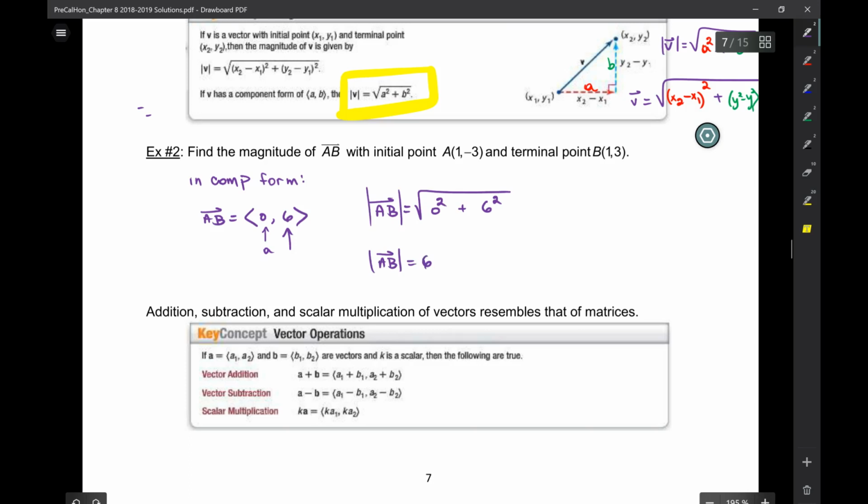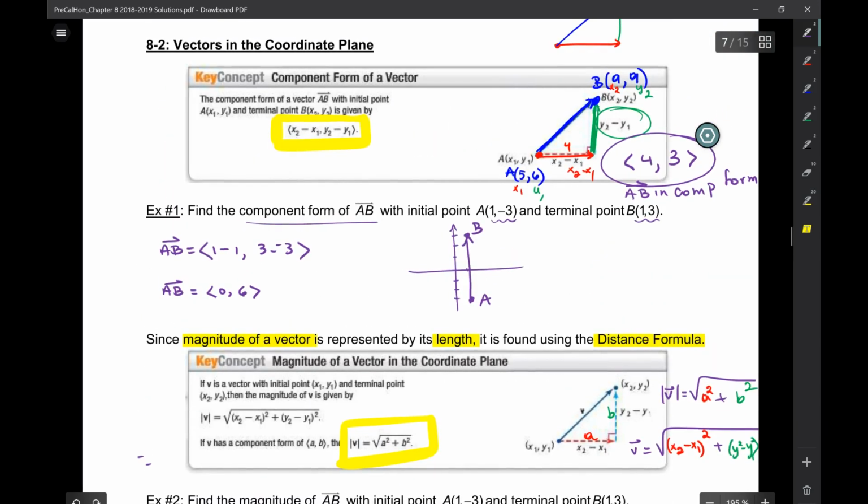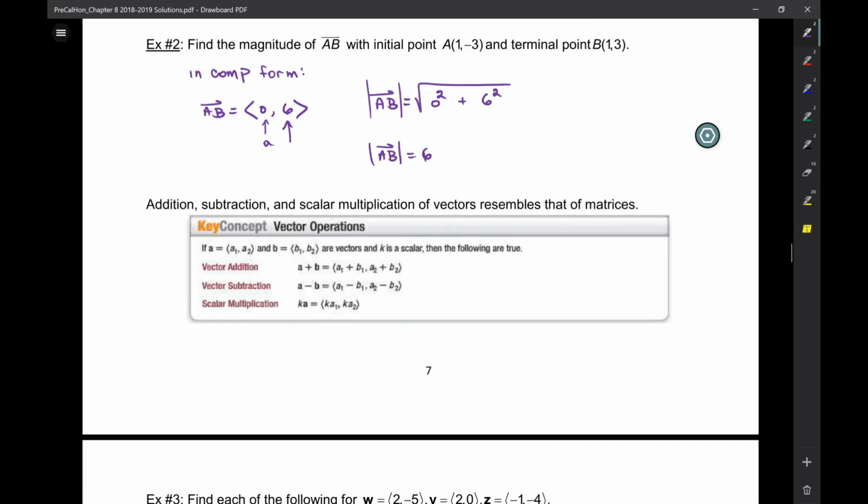It's just 6. Does that make sense? Here is our vector. Does it make sense that it's got a length of 6? Yes, it does. So do you see now how this works? If you have questions, ask away.